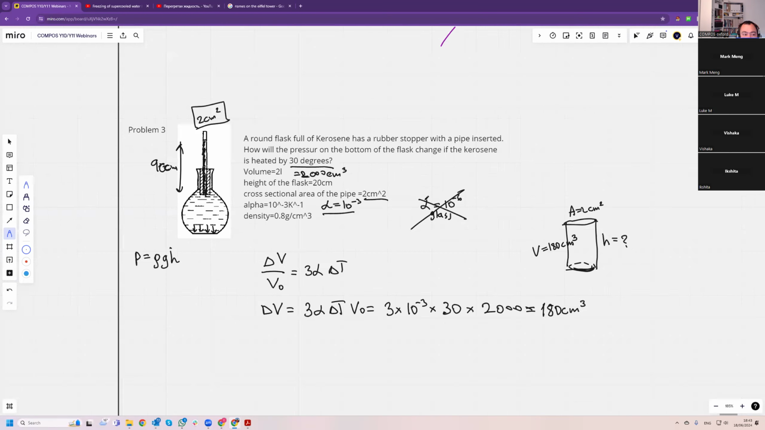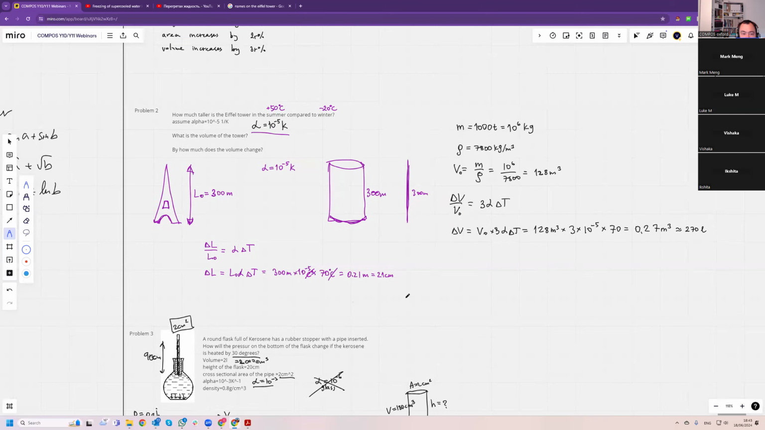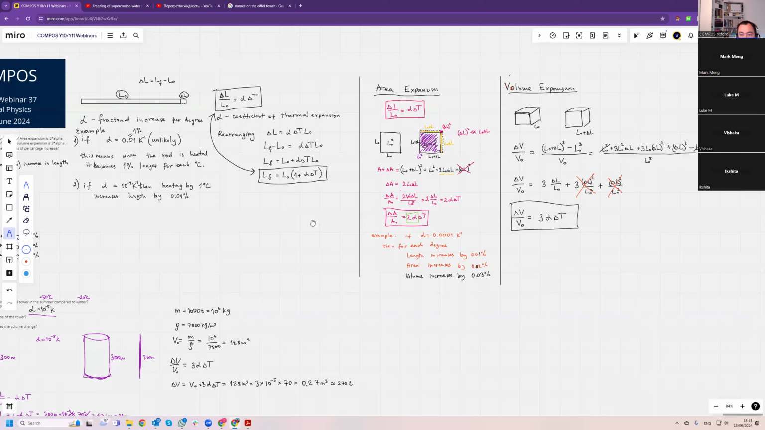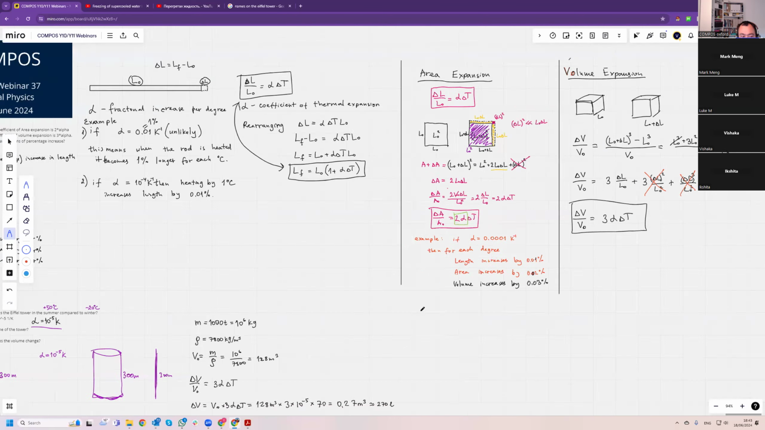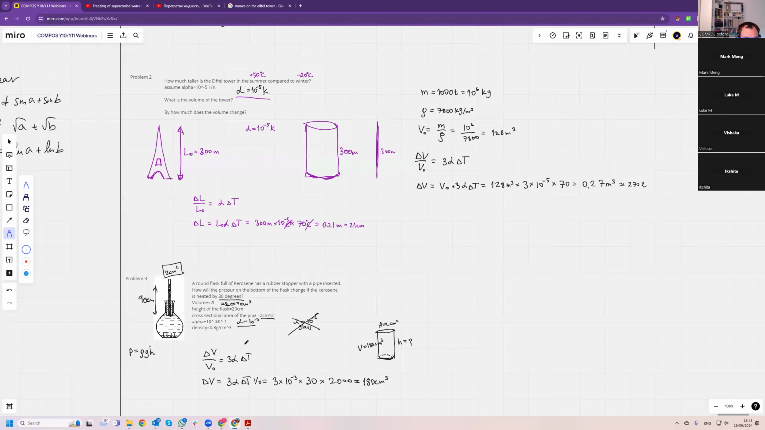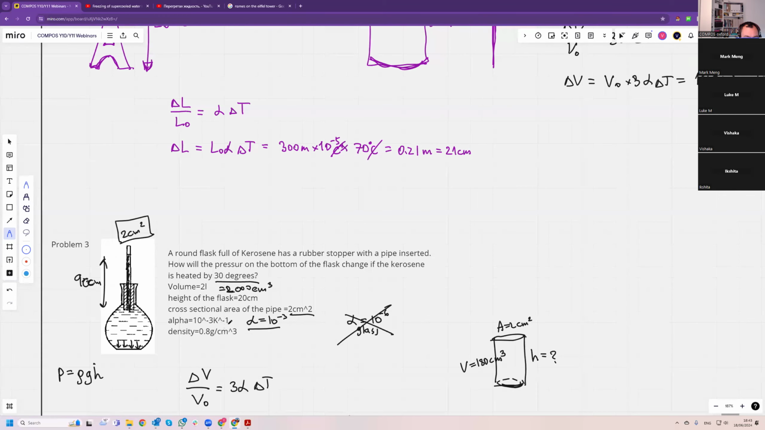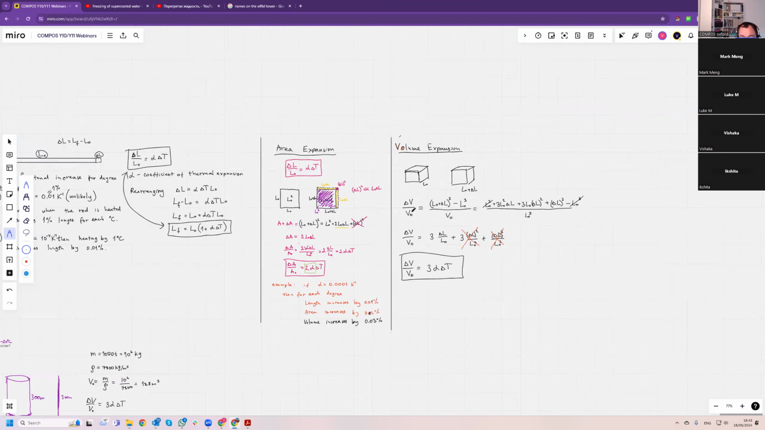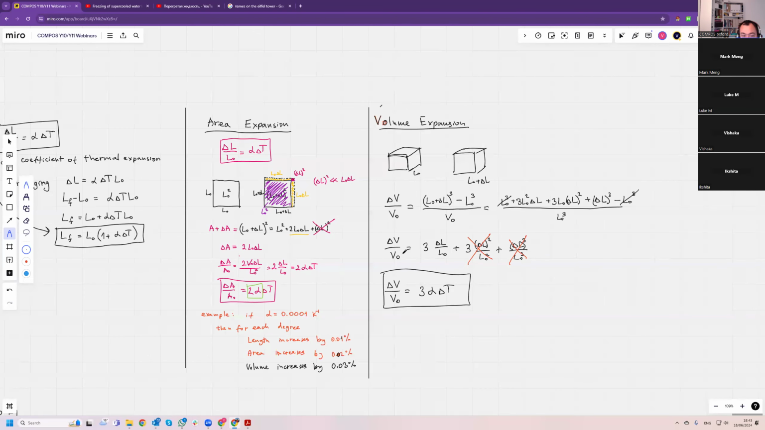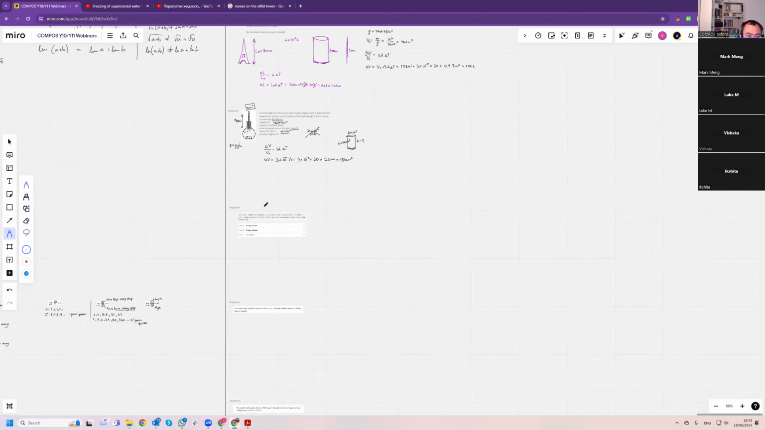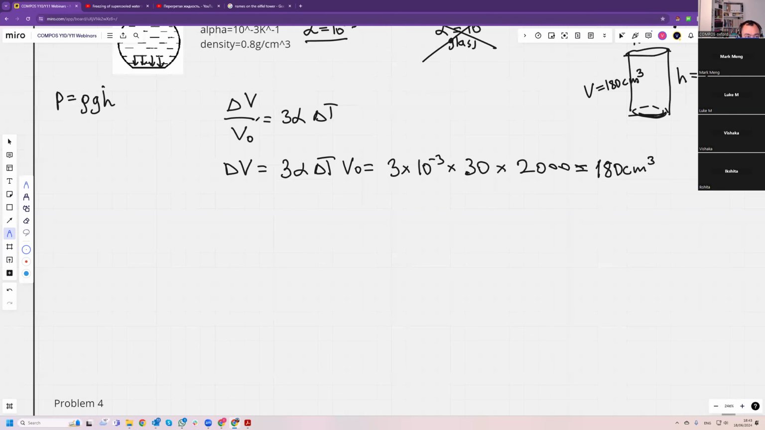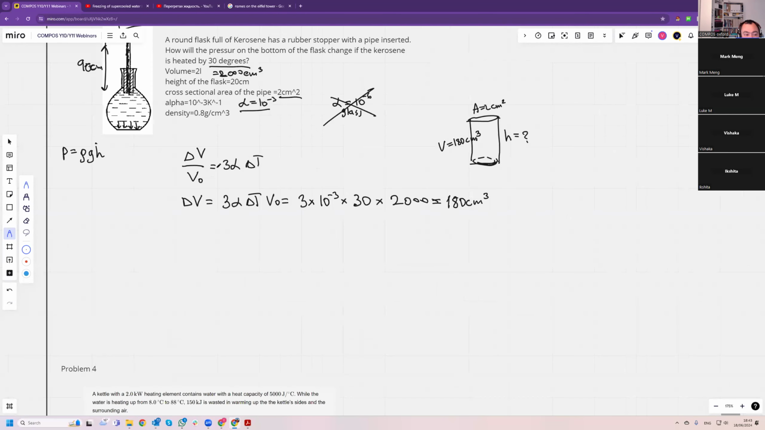Why is it multiplied by 3? I don't know if you recently joined, multiplied by 3 because the formula for volume expansion is 3 alpha. Yeah, it does follow because it is in 3 dimensions. It does increase in 3 dimensions, and that's the reason. But we've shown that this formula is true for volume. For area, it's 2, and for length, it's 1.